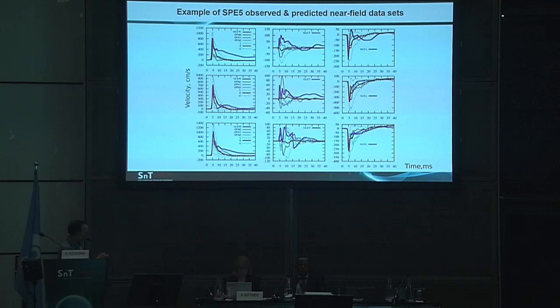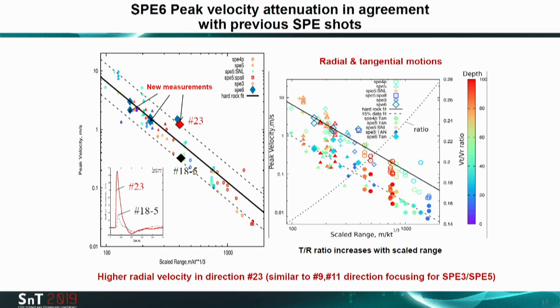SPE6 is the shallowest one, so there's a strong interaction with the surface, and we were concerned whether the scaling law that we use would be applicable or not. So we looked at the SPE shots 3, 4, 5, and 6, and actually they behave the same way. The scaling law still applies for the shot because granite is a more competent material, and therefore it still behaved the way we expected.